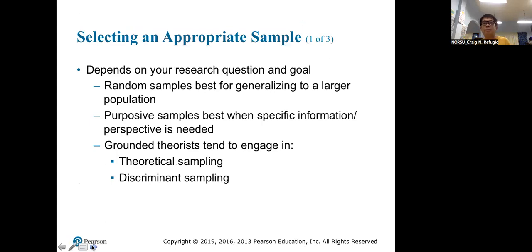Selecting an appropriate sample depends on your research question and goal. So random samples are best for generalizing to a larger population. Purposive samples are best when specific information or perspective is needed. Grounded theories tend to engage in theoretical sampling and discriminant sampling. In my earlier videos, I talked about theoretical sampling and then discriminant sampling. So I want you to go over that video on theoretical sampling and the discriminant sampling designs.